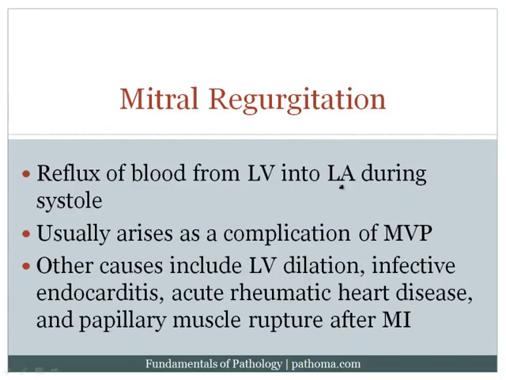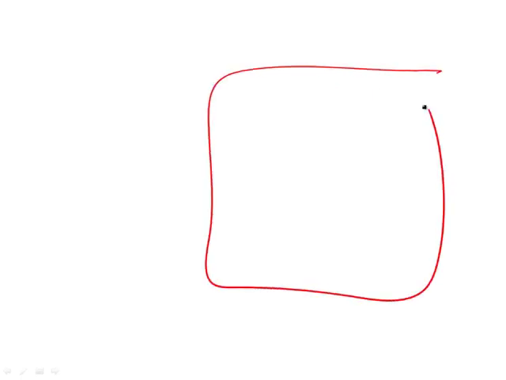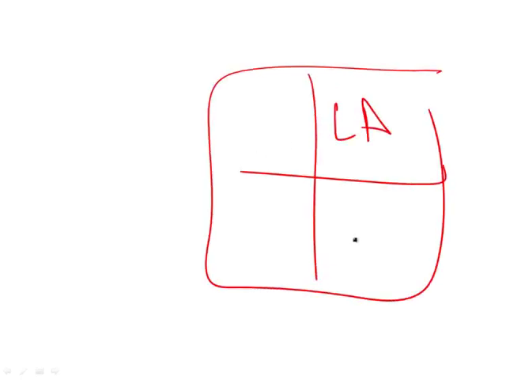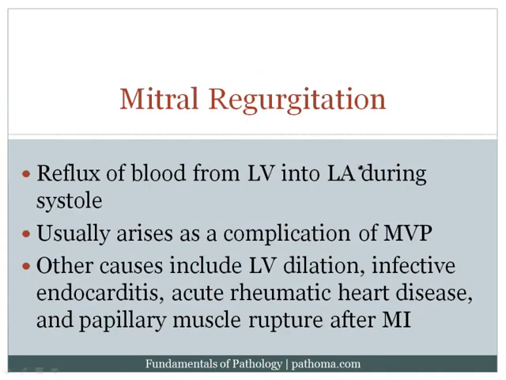Mitral regurgitation is when you get reflux of blood from the left ventricle into the left atrium during systole. Again, the idea here is that you've got the left atrium here, you've got the left ventricle here. This valve should normally become tight and shut when the left ventricle is squeezing and pushing blood forward during systole. However, if this valve becomes loose, then during systole, some of the blood can actually go backwards into the left atrium, and that's called mitral valve regurg. This usually arises as a complication of mitral valve prolapse, as I just stated in the prior slides.